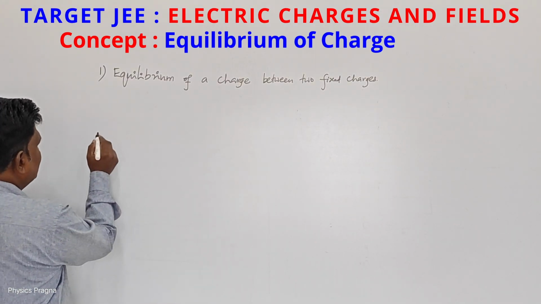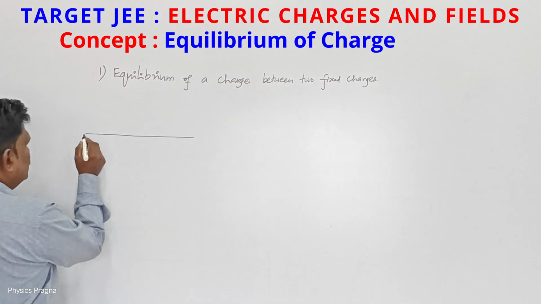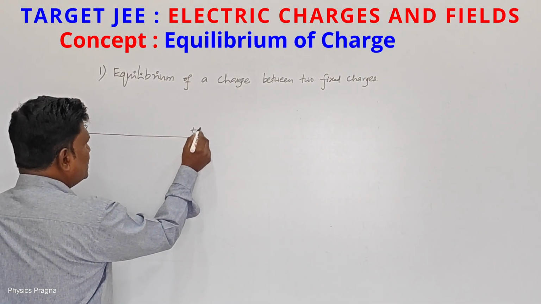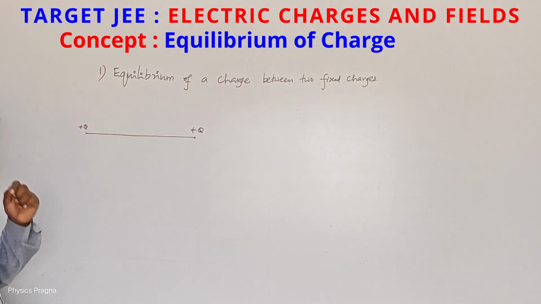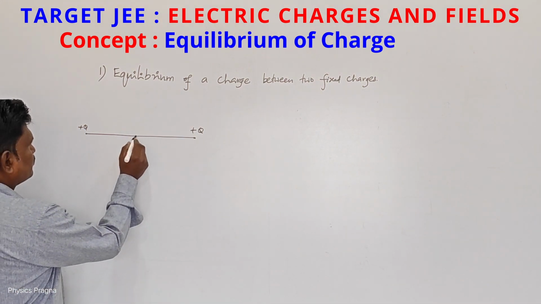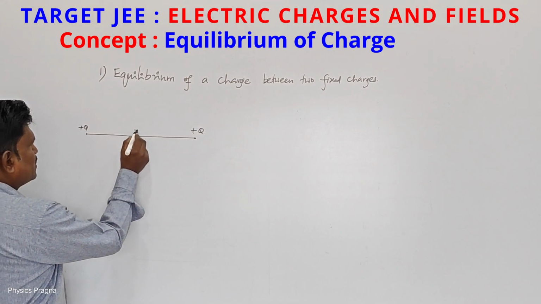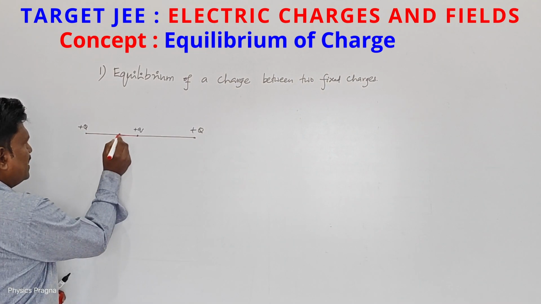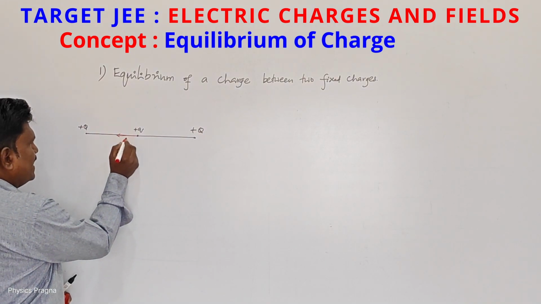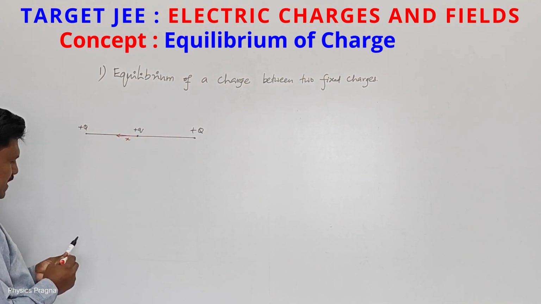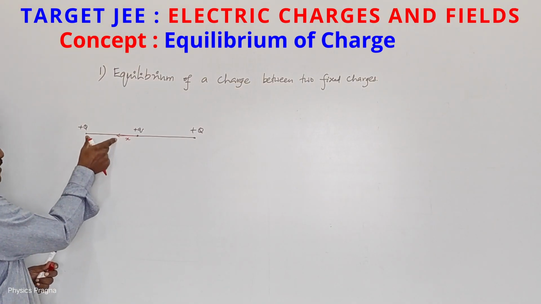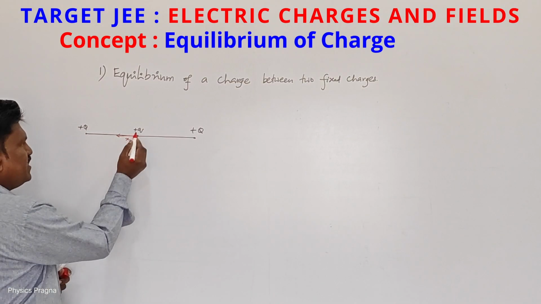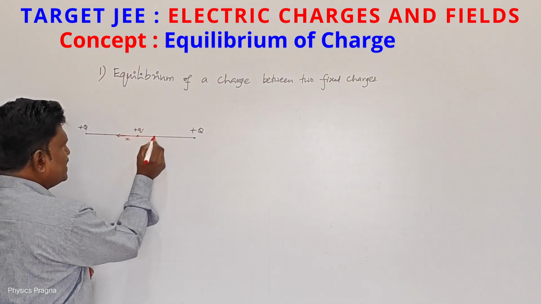So, let us consider two charges plus Q, two similar, equal charges, and we'll have a small plus q charge exactly at the middle. If I move this charge through x distance, then what happens? This charge comes closer to this charge, so both are like charges and repel each other. Because of repulsion, this plus q goes to this side.